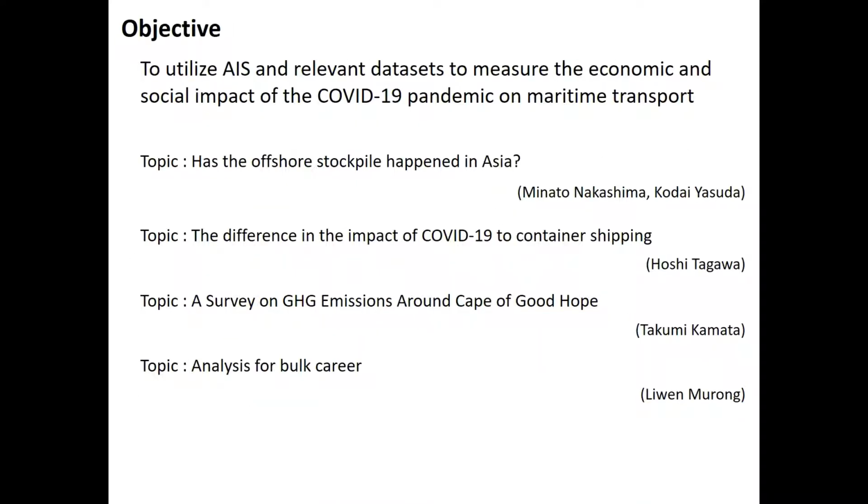So we utilize AIS and relevant datasets to measure the economic and social impact of the COVID-19 pandemic on maritime transport. We analyze the impact by 4 topics. The first topic is whether offshore stockpiling has happened in Asia. The second topic is the difference in the impact of COVID-19 on container shipping. The third one is a survey on GHG emissions around the Cape of Good Hope. The final topic is analysis of bulk carriers.